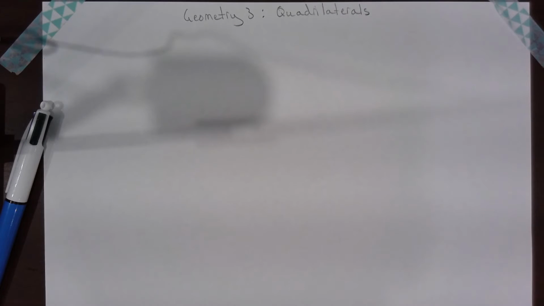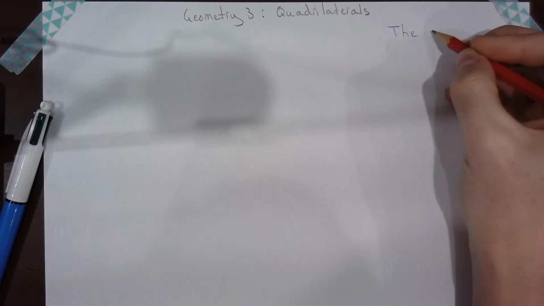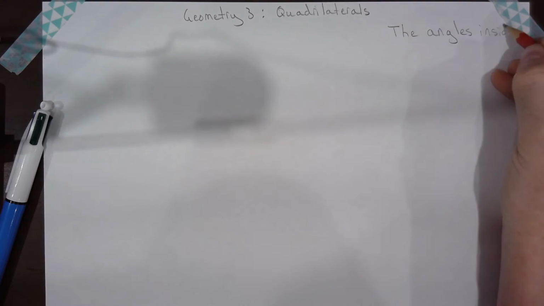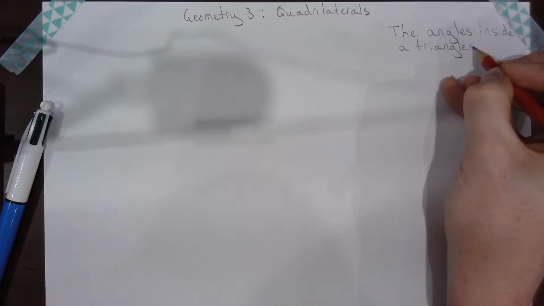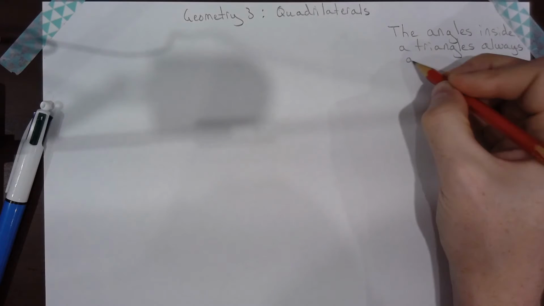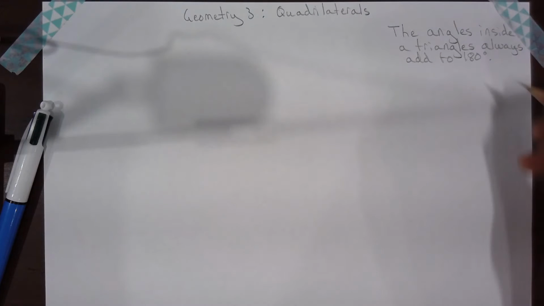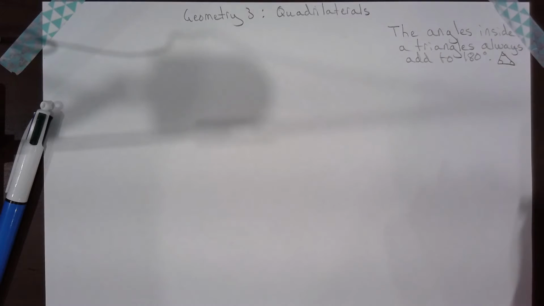If you remember last lesson, we talked about triangles and the fact that the angles inside a triangle always add up to 180. I'm going to write that to the side again because we'll use it again today. The angles inside a triangle always add to 180 degrees. And I showed you this little symbol that you can use, just a little triangle with the angles sort of pointed out, so that you don't have to write that sentence out every time.